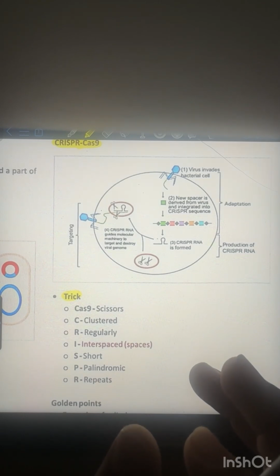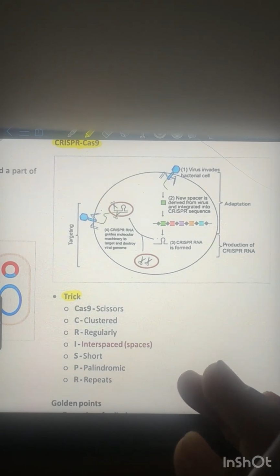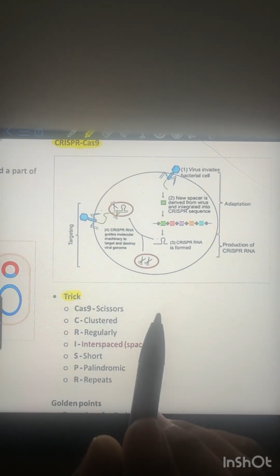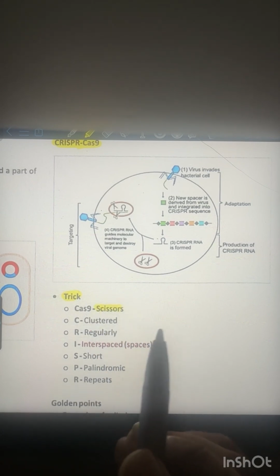So first I want you to know what CRISPR is and what Cas9 is. Cas9, in simple words, is a scissors. So wherever something needs to be cut, I will use Cas9.